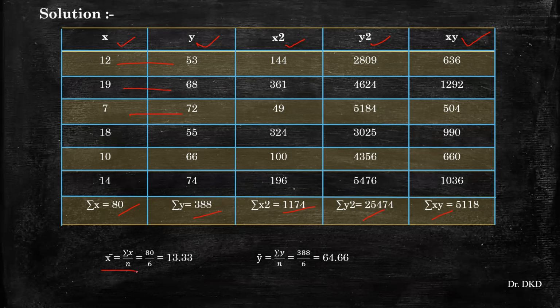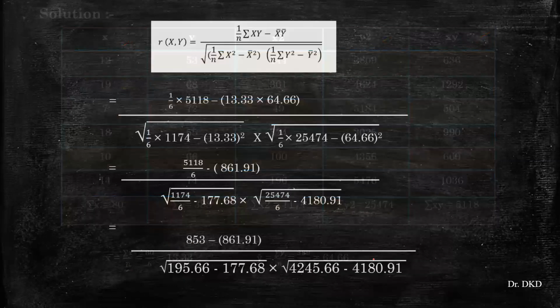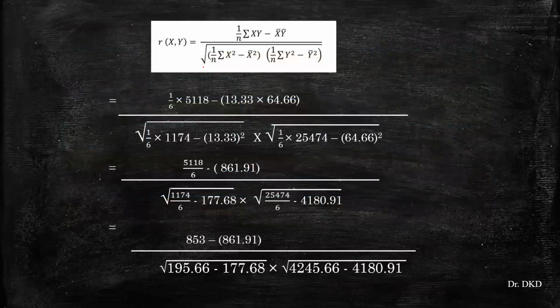Then we can find the x bar value, the mean value of the x variable, and y bar, the mean value of the y variable, easily here. Then, as we know the formula for the correlation coefficient between x and y, we can write the formula here. And again, like the previous example, we put all the values from the previous table. These are the simple steps. We can calculate all the values stepwise here.